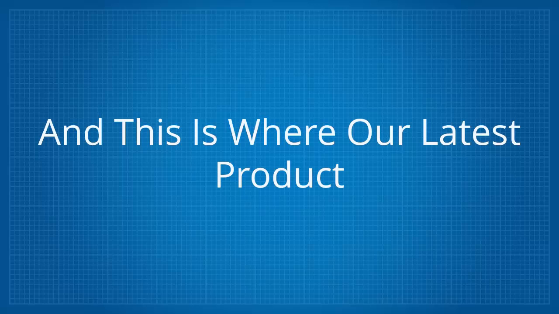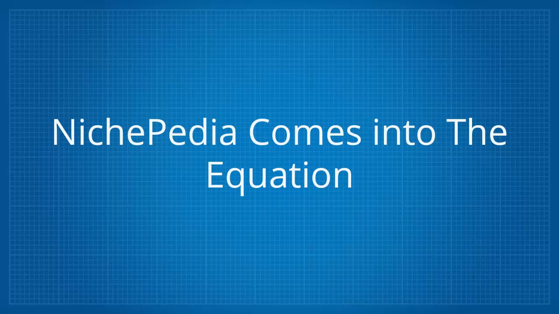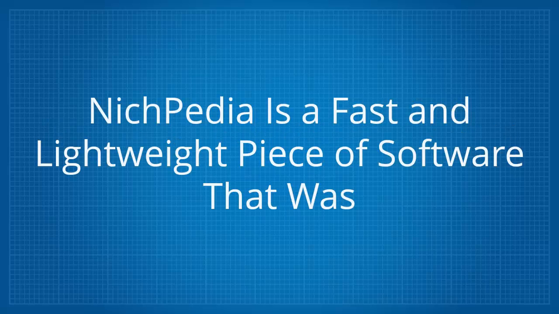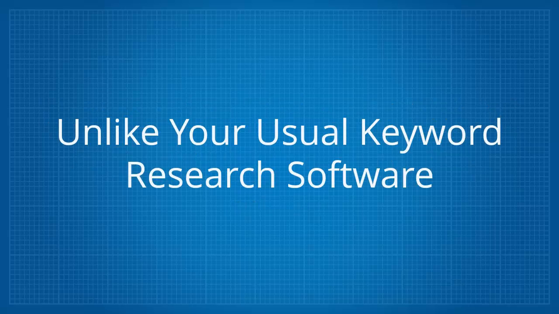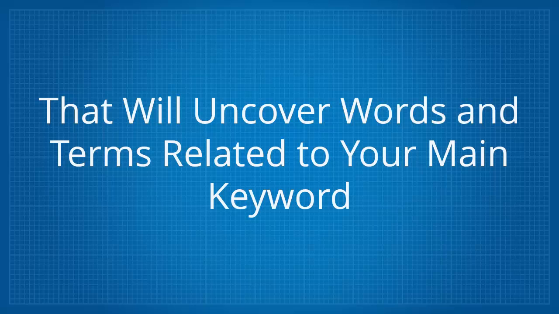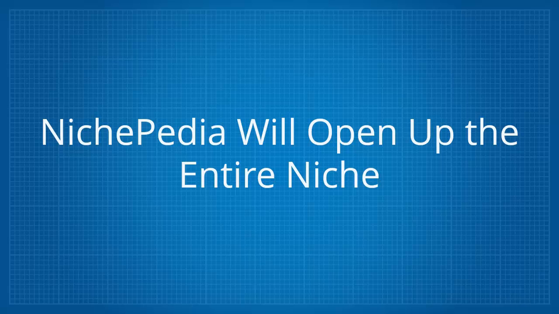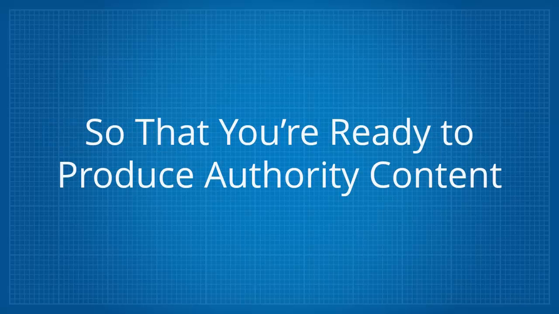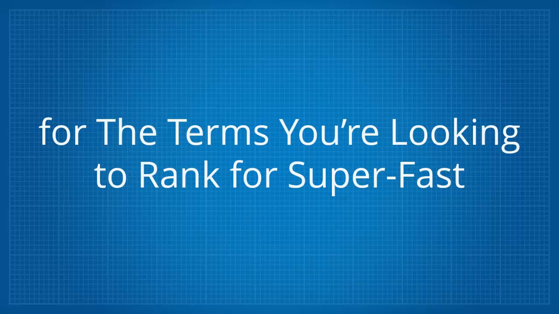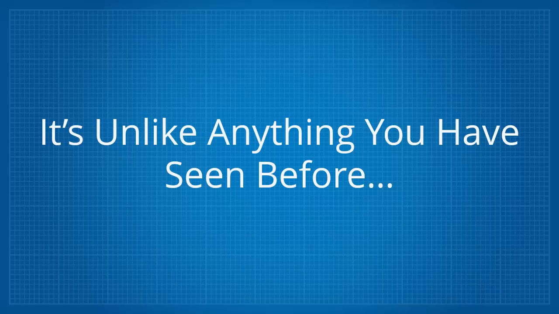And this is where our latest product, Nichepedia, comes into the equation. Nichepedia is a fast and lightweight piece of software that was designed to make anyone an expert and authority in any niche. Unlike your usual keyword research software that will uncover words and terms related to your main keyword, Nichepedia will open up the entire niche, categorizing and putting everything into perspective so that you're ready to produce authority content for terms you're looking to rank for super fast. It's unlike anything you have seen before.